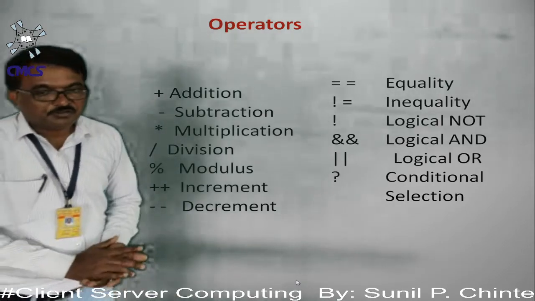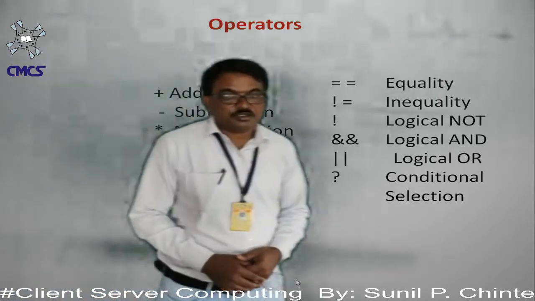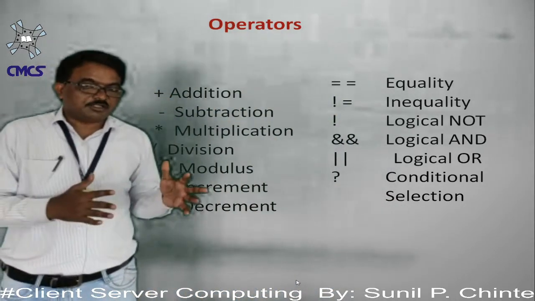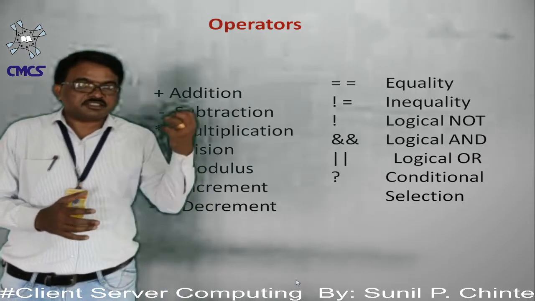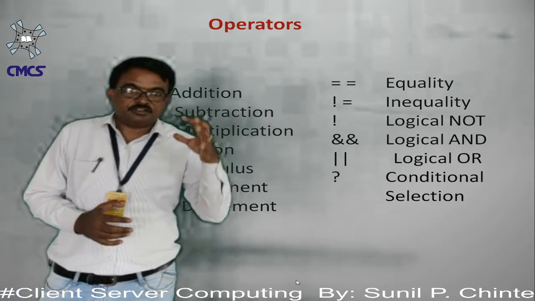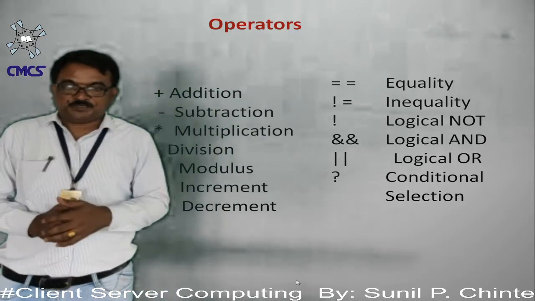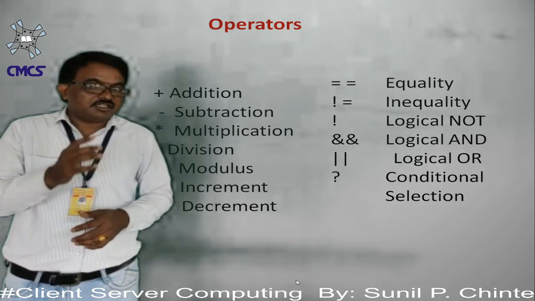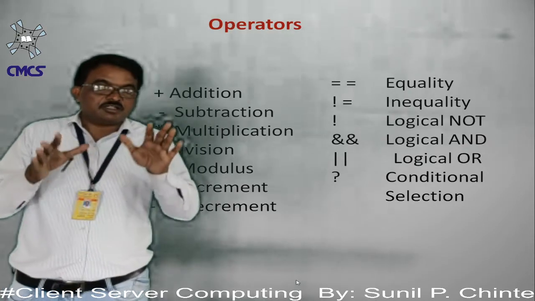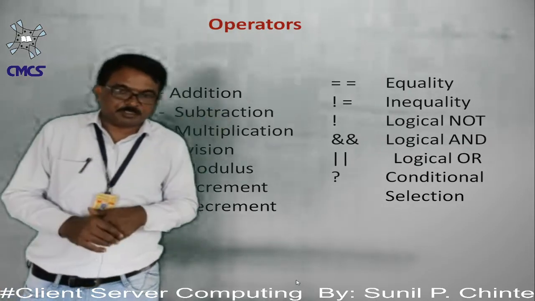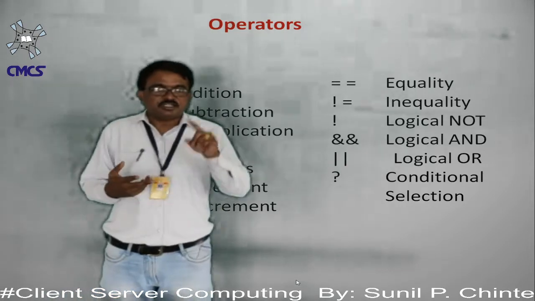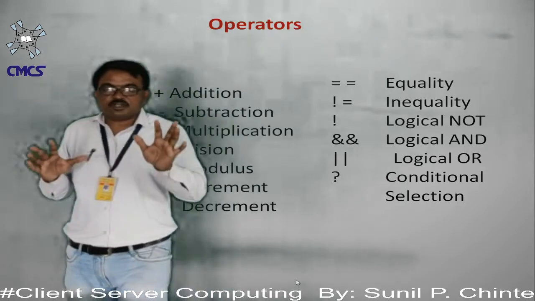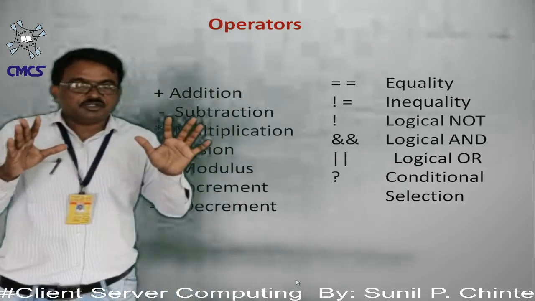Now we have to see the different operators used in JavaScript. What are operators? Operators are symbols that are used to perform some operations on the operands. The operands can be anything: numbers or strings. On those operands we perform some operations by using the operators.